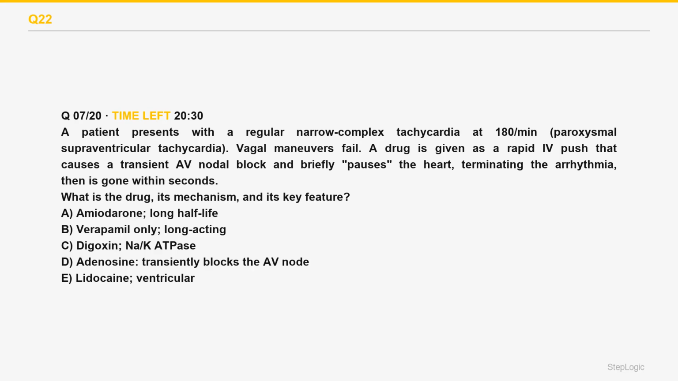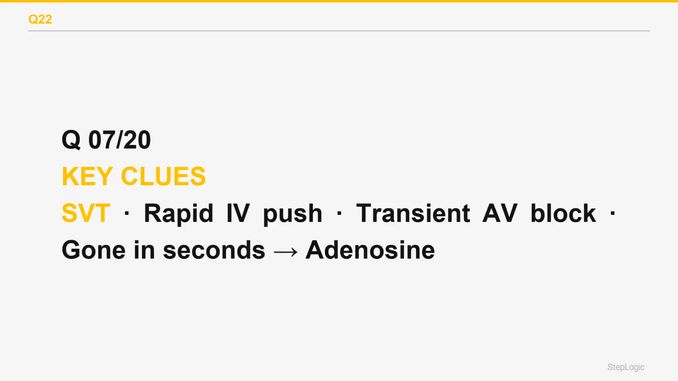Read the command: drug, mechanism, key feature. SVT, rapid IV push, transient AV block, gone in seconds. Adenosine. The drug is adenosine, the first-line drug for terminating paroxysmal supraventricular tachycardia, PSVT, when vagal maneuvers fail. Its mechanism is to transiently block the AV node.